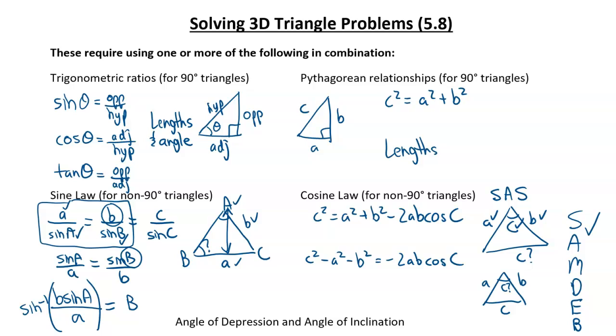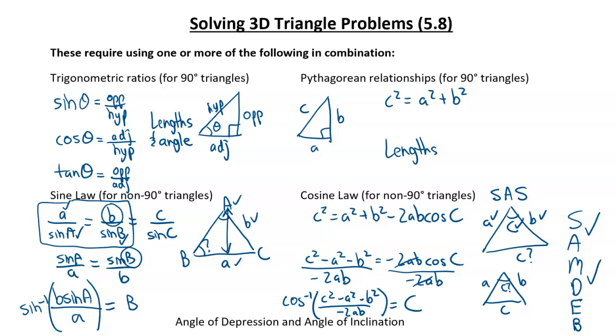And now we're moving to the multiplying or dividing. So we're going to divide by negative 2ab. And then now that that is down to just cosine of c, I can take the cosine inverse of that, c squared minus a squared minus b squared, all over negative 2ab. And so that is how we solve angle C.